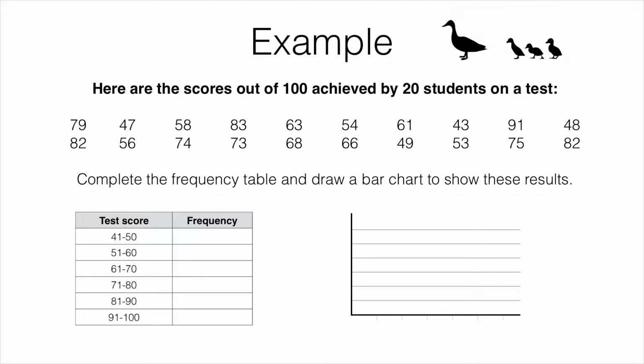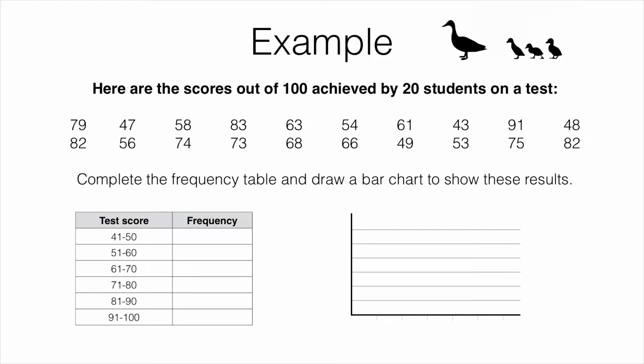Now, scores on a test are discrete. You can either get 0 marks, 1 mark, 2 marks, 3 marks, and so on. You might even be able to get half marks, but you certainly can't get 2.743 marks, for example. So we're dealing with a bar chart, which means we need gaps between our bars.